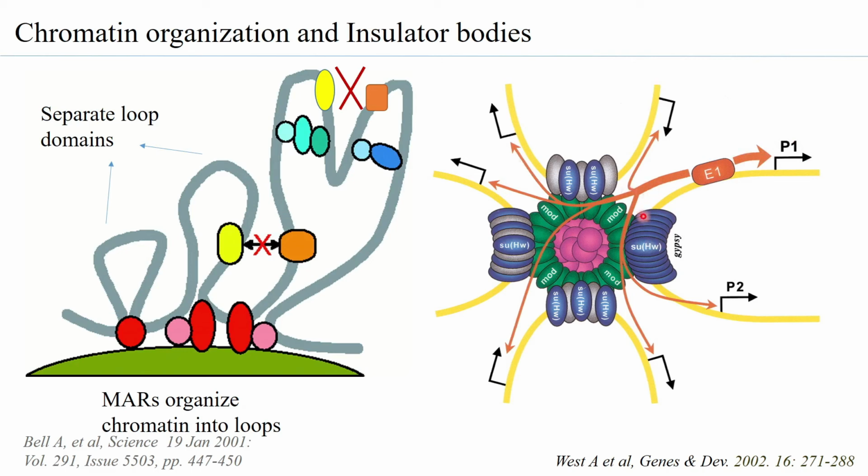So the insulator body is actually blocking the enhancer activity of this E1 for any of these promoters that are present in the other loops, including in the same loop where you have the P2. Now, if you had an enhancer present over here for P2, again that enhancer would only be able to stimulate transcription for P2, but not for the other promoters that are present in other loops, thanks to the presence of the insulator body.